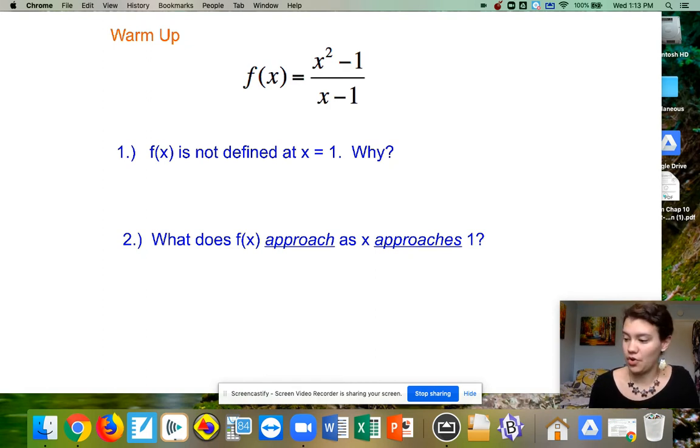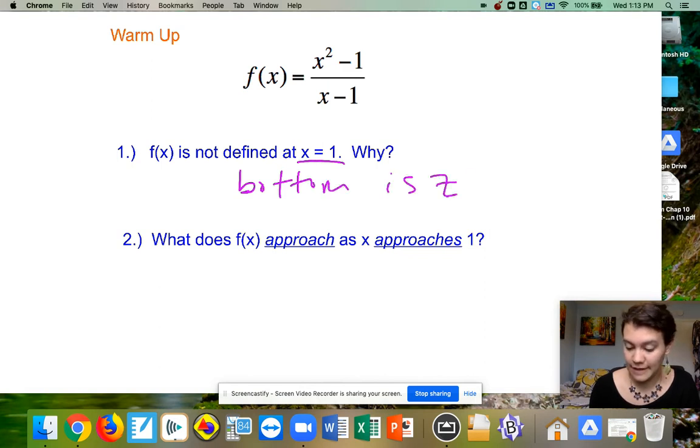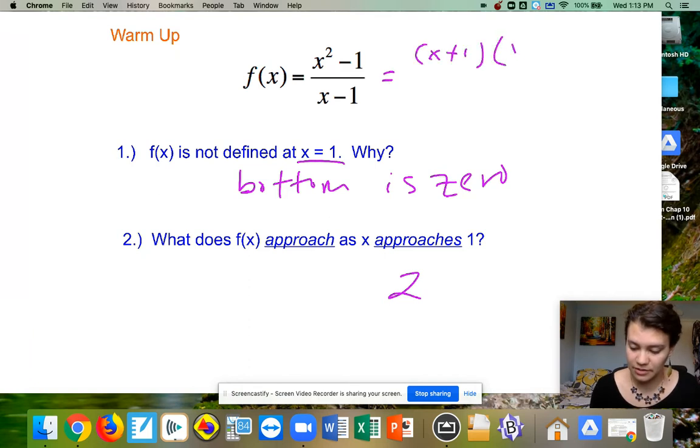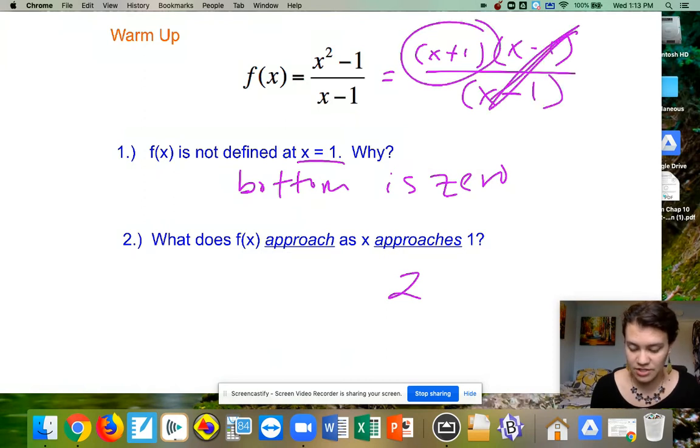All right, so here you're not defined at x equals 1 because you can't divide by 0. So the bottom, or the denominator, would be 0, and that's not allowed. What does it approach? You're going to approach about 2. So how you can figure that out is you could graph it, or if we rewrite this, you can factor the top and get x plus 1, x minus 1, over x minus 1. These cancel and you're just left with this. So if we have x plus 1 left over, you can plug in 1 and get 2.